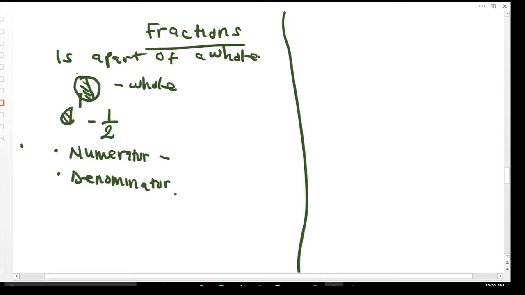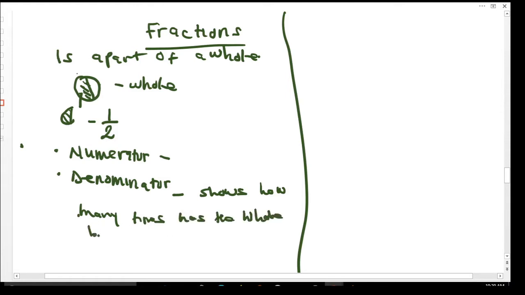Then the denominator shows how many times the whole has been divided. Now if we come back here, our whole was divided into 2. Our numerator is 1, so we have taken one part out of the two parts. Then the denominator is there too, so we divided the whole into two parts.